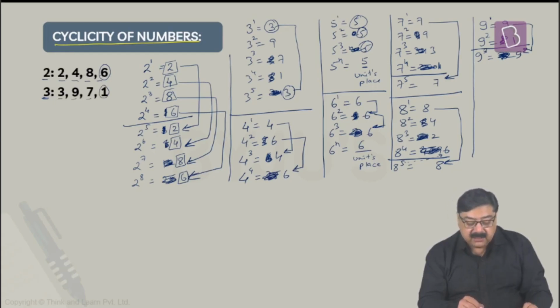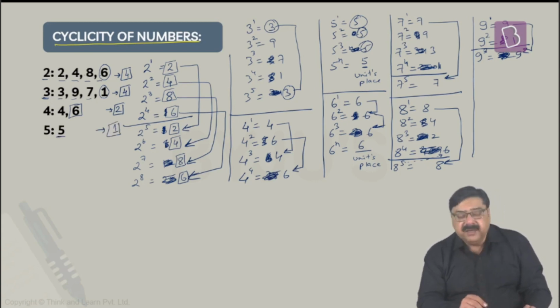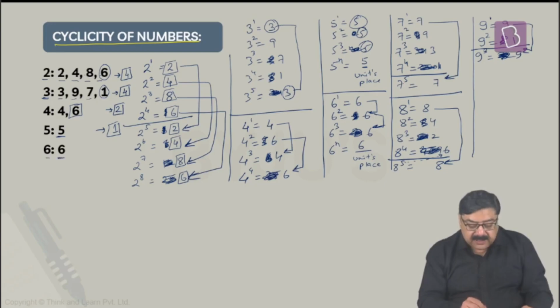It ends in 1. So the cyclicity here shall be of 4. For number 4, the cyclicity is of 2 and it ends in 6. For number 5, the cyclicity is only 1 and any power of 5 ends in 5. Similarly, any power of 6 ends in 6.